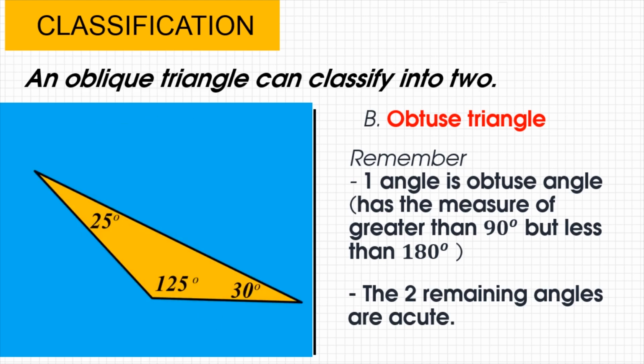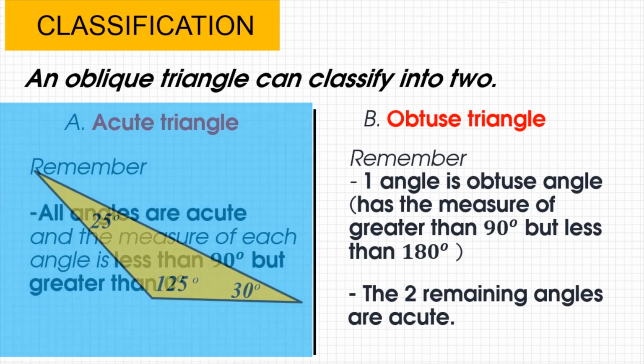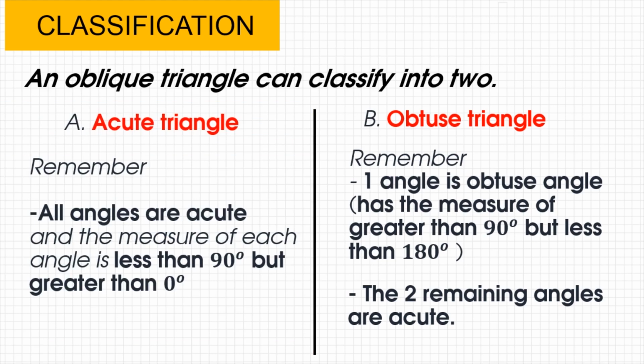Another example: the angles measure 25 degrees, 125 degrees, and 30 degrees. There is a 125 degrees, so this triangle is an obtuse triangle. So don't forget that an oblique triangle can be classified into two, which are acute triangle and obtuse triangle.